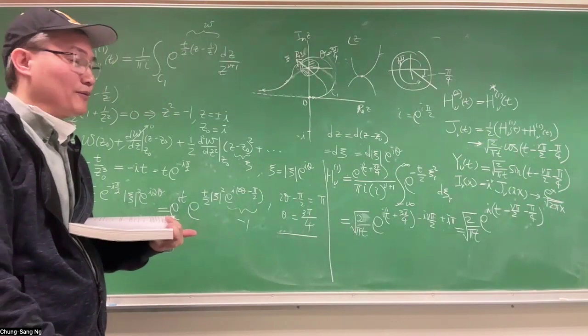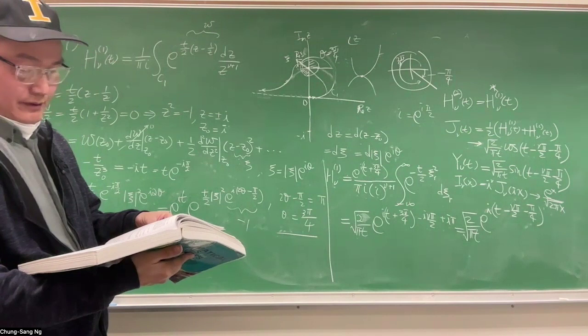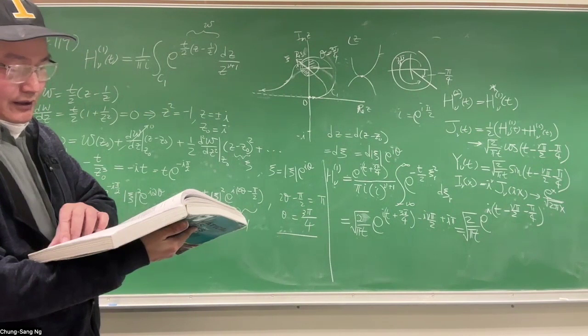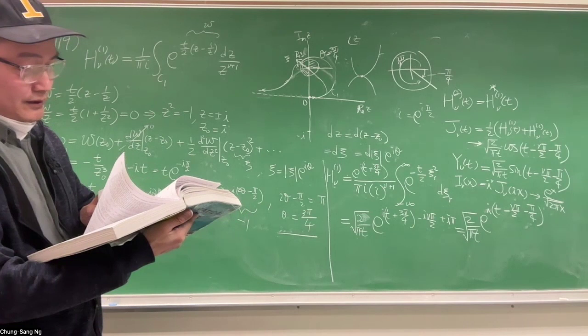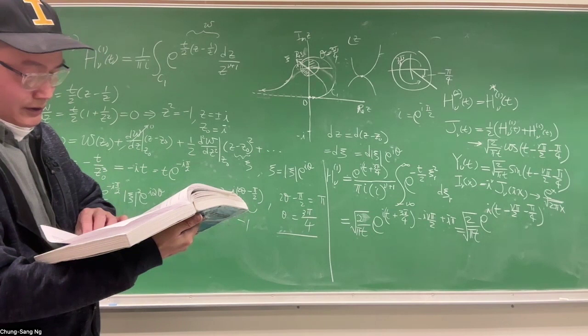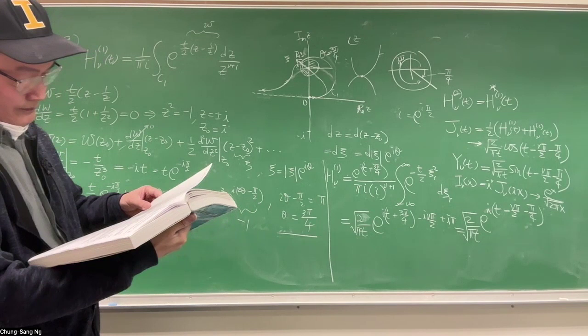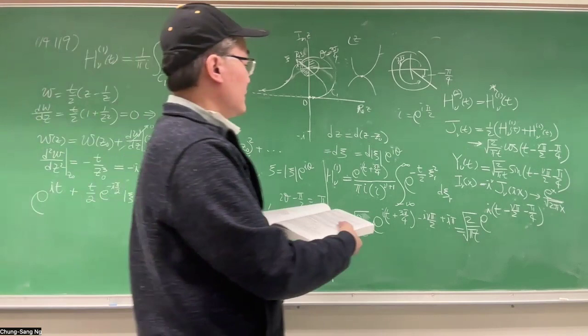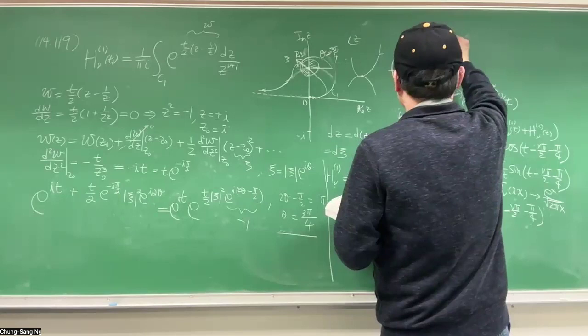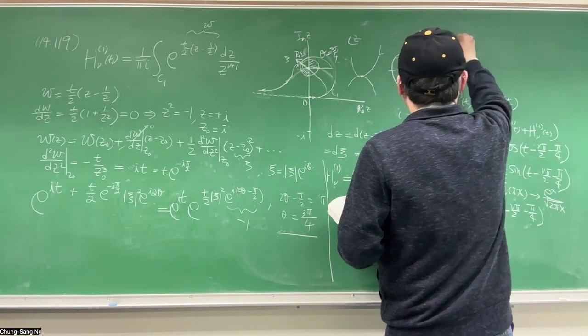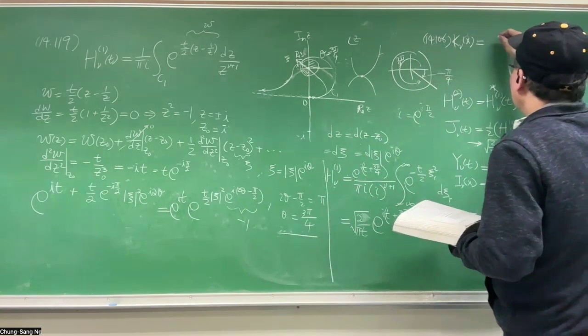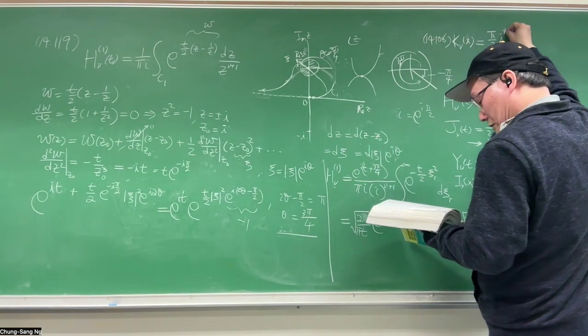And K is slightly more complicated, but if you use the result that the textbook derived, then you can do that also. That was easier. I think that result is in 14.106. And use 14.106, two i mu one H mu one.